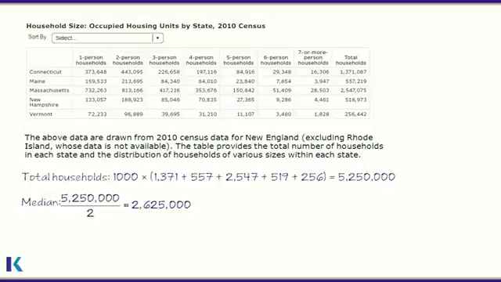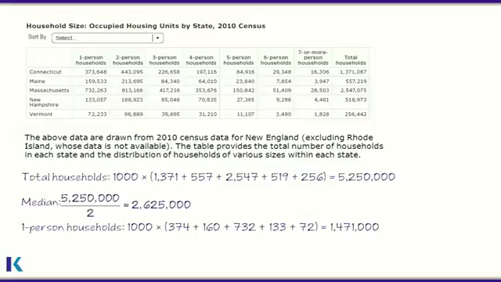Starting at either end of the table will eventually get you to the middle, but because there are bigger numbers of smaller households, you'll reach the threshold faster if you start on the left with the 1-person households. Rounding to the thousands place gets you 1,000 times the quantity 374 plus 160 plus 732 plus 133 plus 72, which equals 1,471,000. So you're a little over halfway to the 2,625,000th house. Careful observation saves even more work on the next step of finding the solution.